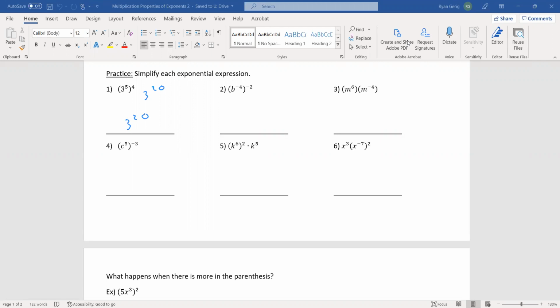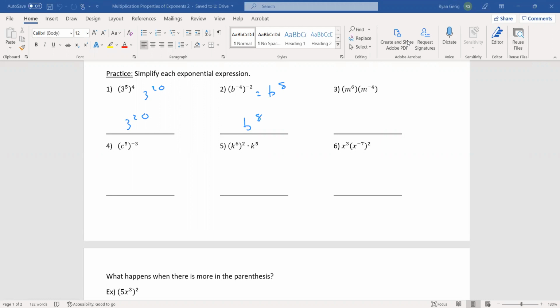Number 2, e to the negative 4th to the negative 2nd. We are still dealing with negative exponents, and you still might have to move things. But the nice thing sometimes that happens is, watch what happens here. Negative 4 times negative 2 is positive 8. No need to move anything.